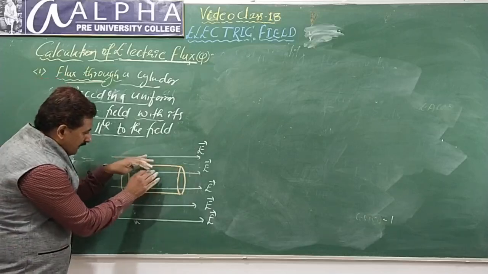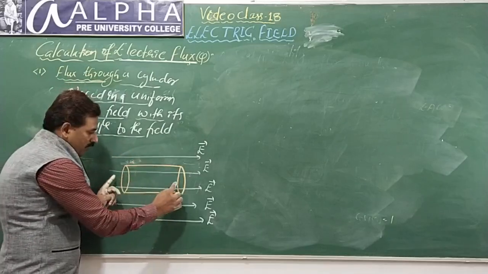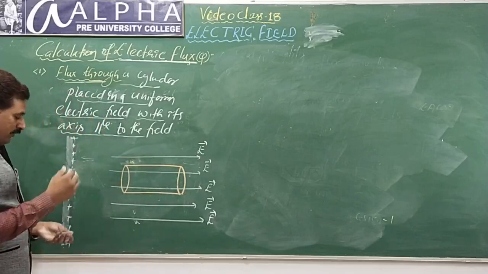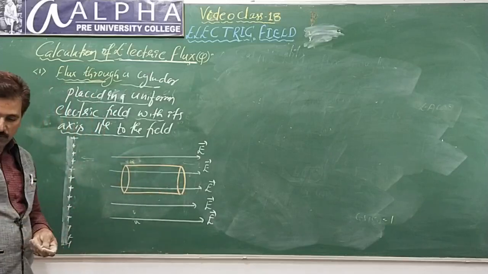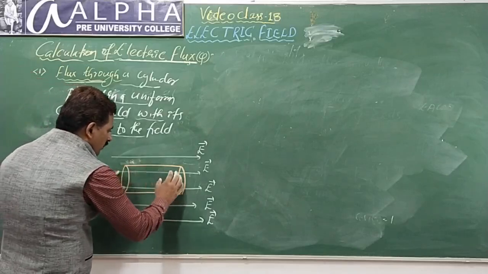This curved surface, this is the curved part of this. This is flat and this also flat. Flat ends, curved part, right? Now, you have to evaluate flux. As I told the students, this is a solid three-dimensional object, right?